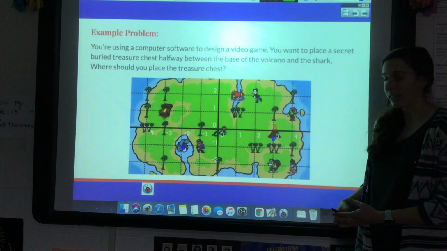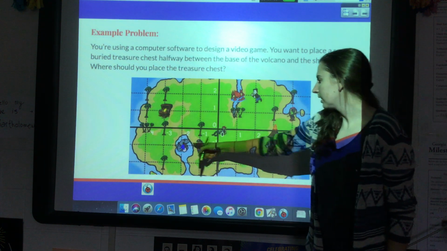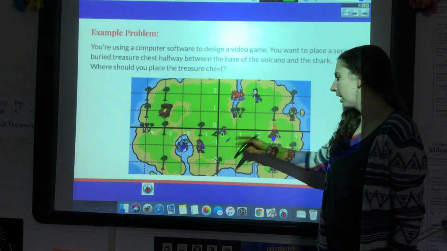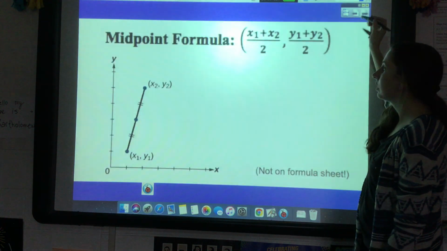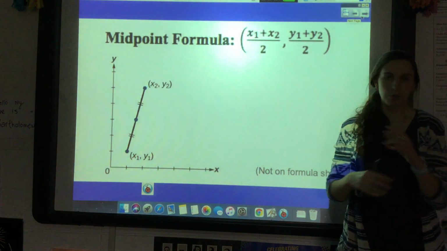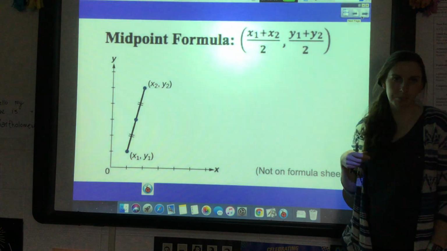So what you would need here is the midpoint formula. You would need to know where is exactly the middle between those two. It would be somewhere around here, but how do we calculate that? So just as a reminder, the midpoint formula, all you have to do to find the middle of 2 points is just average the two x's and average the two y's. Add them up, divide by 2.